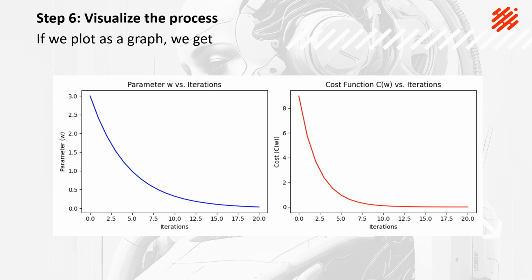Step 6, visualize the process. If we plot the graph, we get the graph as shown. So there are two graphs. One is parameter ω versus iteration, and another is cost function C(ω) versus iterations. So plot the graph of C(ω) as a function of ω to visualize how the gradient algorithm approaches the minimum of the cost function.